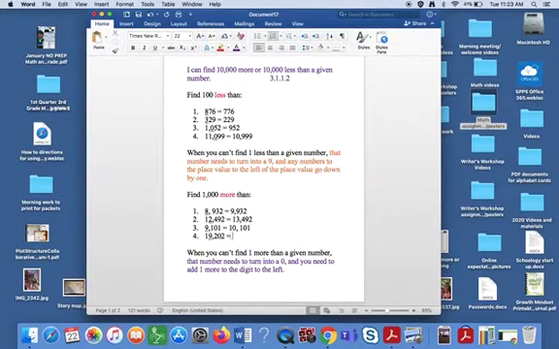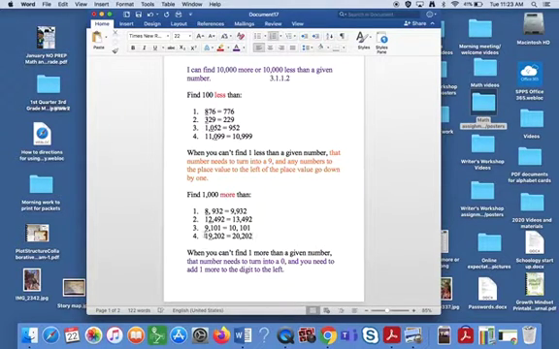So let's try it again with number 4. I have a 9 in the thousands place where I want to find 1,000 more. That thousands place is going to become a 0, and I need to add one more to the digit in the 10,000s place, so that's going to become a 2. The rest of the digits stay the same.